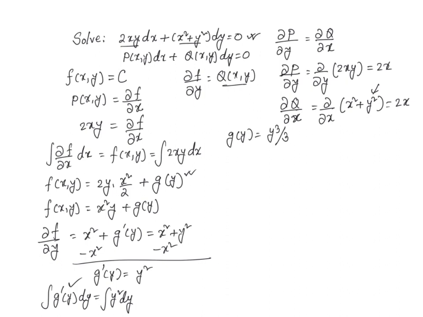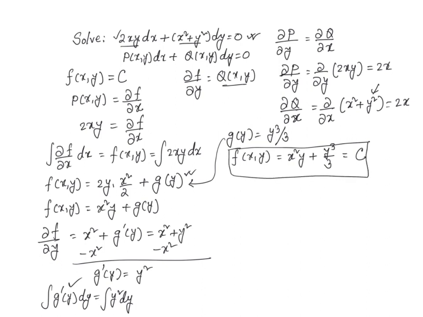Now we take this value and plug it in right here. If we do so, we get f(x, y) is equal to x squared y plus y cubed over 3. So now this is the function that we have been looking for, which is going to be the solution to this differential equation. And this is, of course, equal to some constant c. So that is the solution to this differential equation.